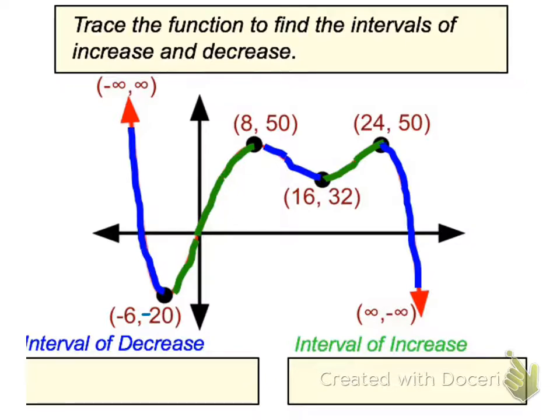We are going to eliminate the y values because they're not going to play a part in this answer. And we're always going to use parentheses for intervals of increase or decrease, because these points where they change is not going to be either increasing or decreasing. It's kind of taking a rest and alternating between those two. So the intervals of decrease are all these blue sections.